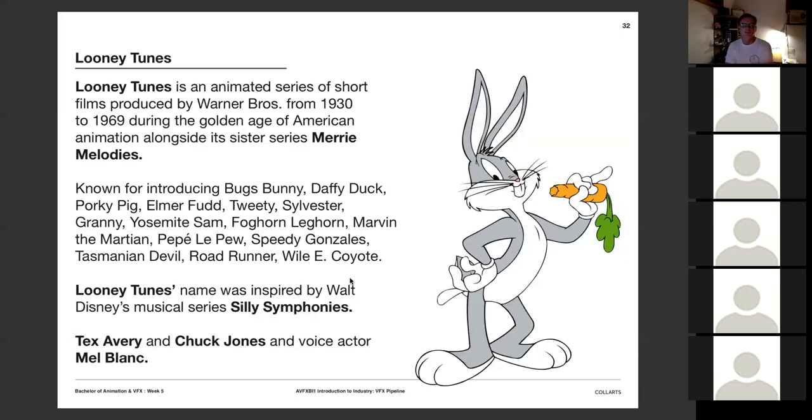Okay. In parallel to the Silly Symphonies, along comes Warner Brothers. And from 1930 all the way through to about 1969, which was the golden age of American animation, Looney Tunes was produced by Warner Brothers. Now, Warner Brothers was doing the feature films, just like Disney was getting into feature films. Warner Brothers was a live action feature studio, very much part of the whole Hollywood film industry.